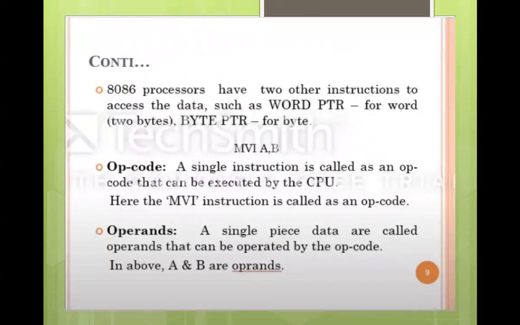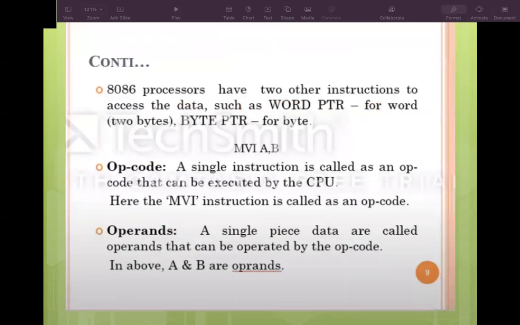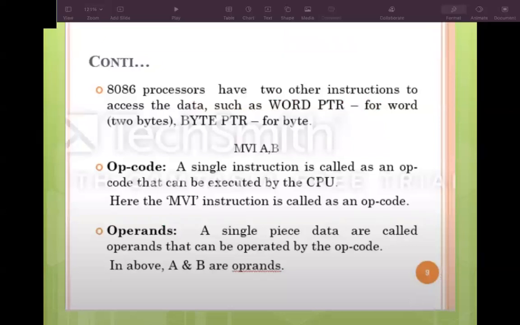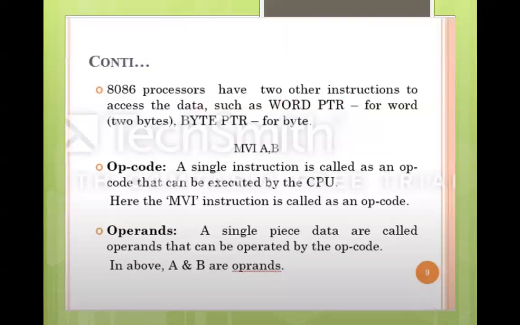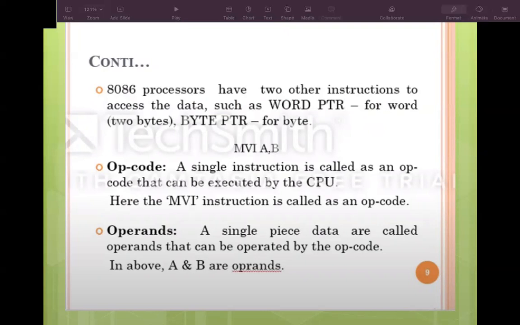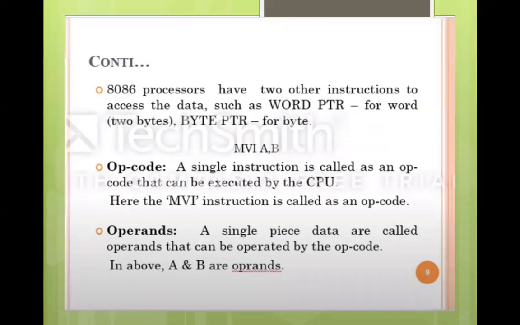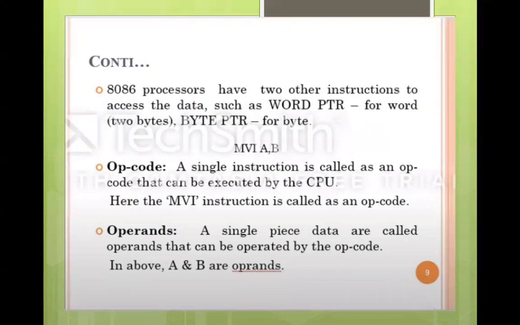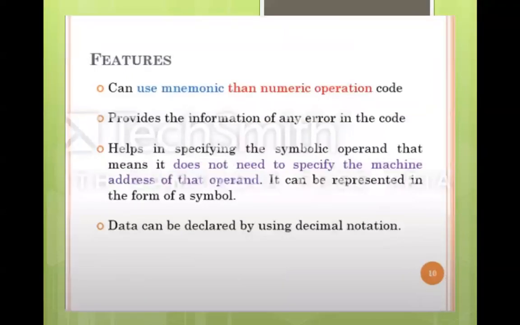The 8086 microprocessor has two other instructions to access data, such as WORD PTR for a word, that is 2 bytes, and BYTE PTR for a byte. Opcode: a single instruction that can be executed by the CPU is called an opcode. Here, MVI is called an opcode as mentioned above. Operands: a single piece of data that can be operated on by an opcode. In the above, A and B are operands.